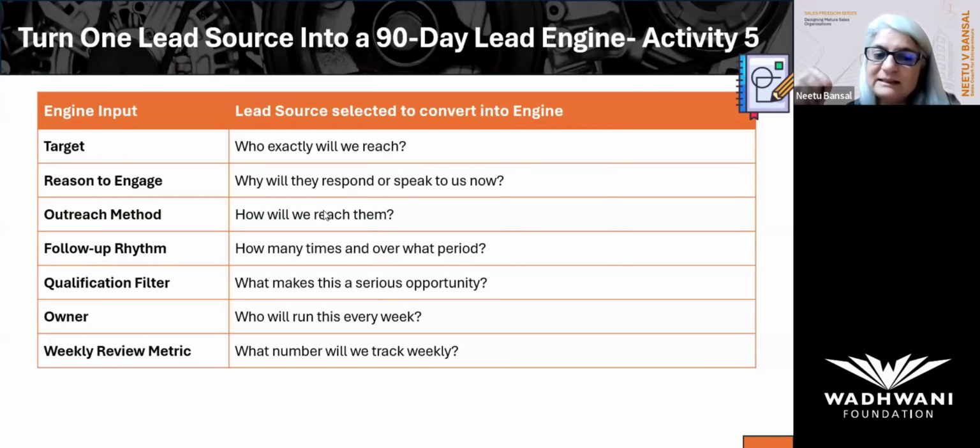Okay. And then what is a monthly or a weekly review? What is a metric that we are going to be measuring? I will even share what metrics are. I'll give you some examples of this. Okay. So this is the 90-day activity for you to just pick up one lead source. And once you do this activity, when you do a one-to-one mentoring with me, we can go into details, to map out your entire lead engine work for that particular lead source. Okay. Any questions on this?